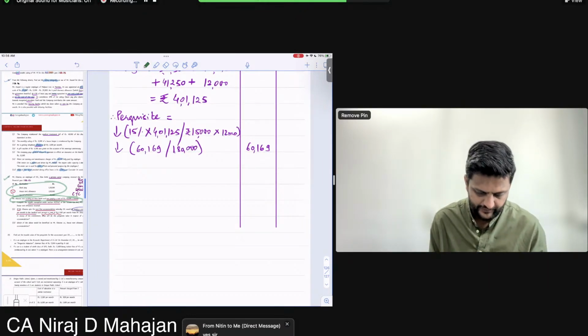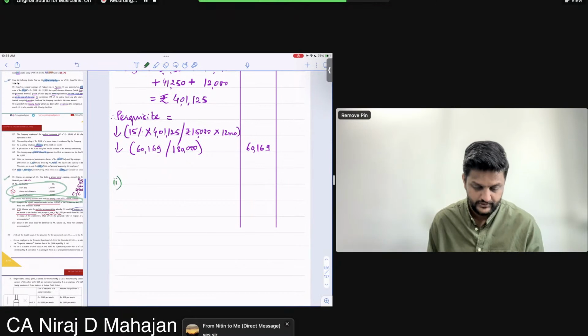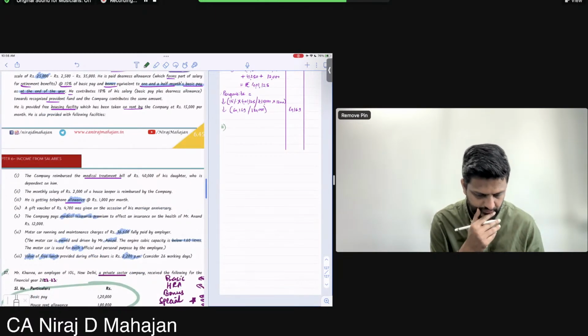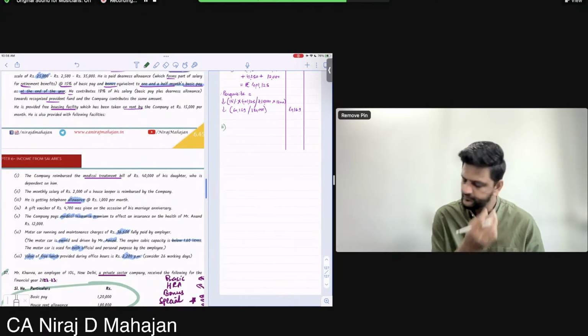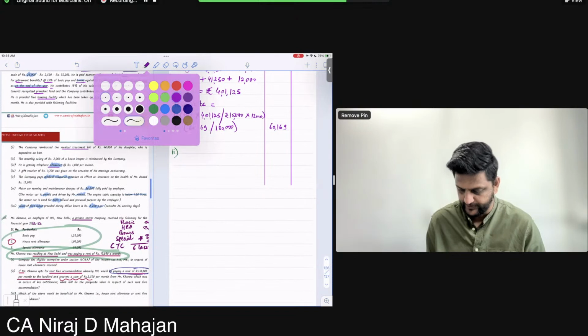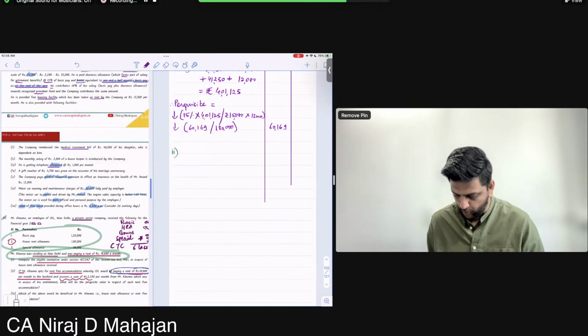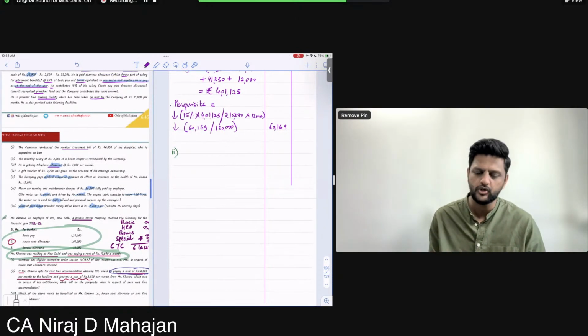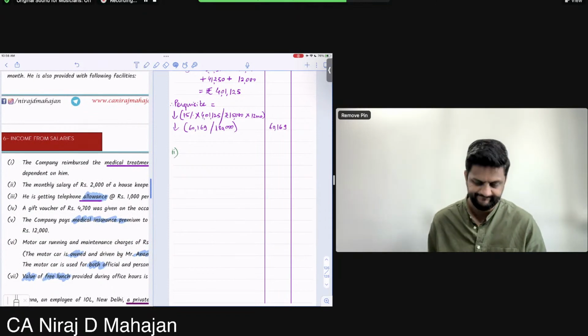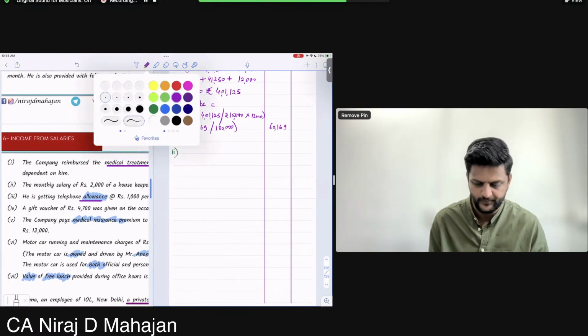What is the second perquisite we have? Any other? We have perquisites, obviously. Medical treatment of his daughter, but they have not given you where or which hospital. Is it employer's hospital? If it is employer's hospital, then why would there be reimbursement? Then they have not given you. Is it a government hospital or not? Have they given you? No.